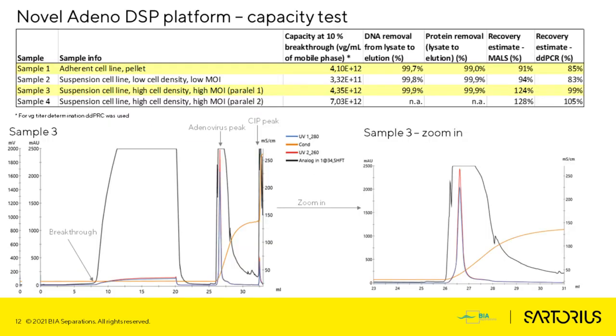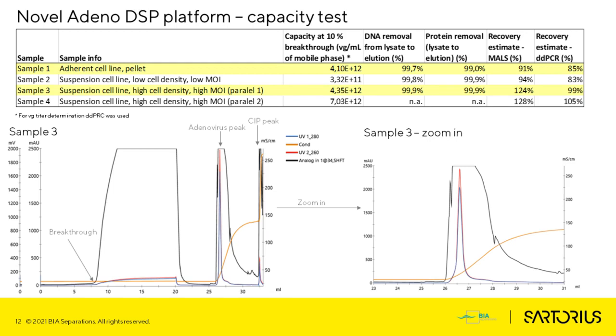So capacity tests were also performed, and for this experiment, harvests prepared from different sources were used. We tested harvests coming from adherent and suspension cell lines, high and low cell density, which affects the level of impurities, high and low MOI, and replicates of some conditions.